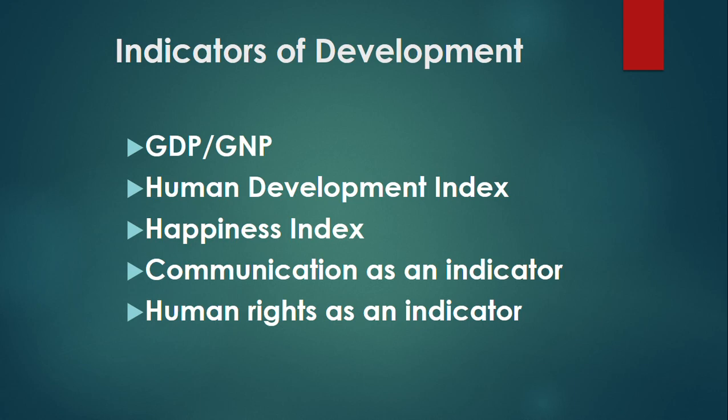Then we have the other four indicators of development, and they are called the social indicators of development. And they are Human Development Index, Happiness Index, communication as one of the indicators, and human rights as an indicator. So these all five are together called the indicators of development. That is, the degree or the percentage or the rank of these indicators tells whether a country falls under a developed category, underdeveloped category, or a developing category.